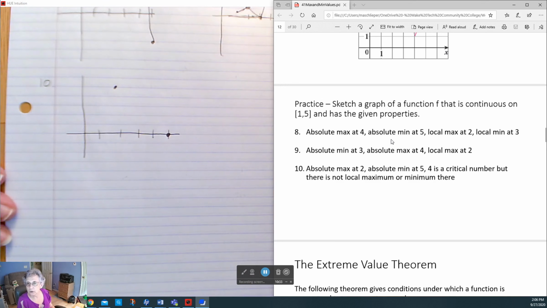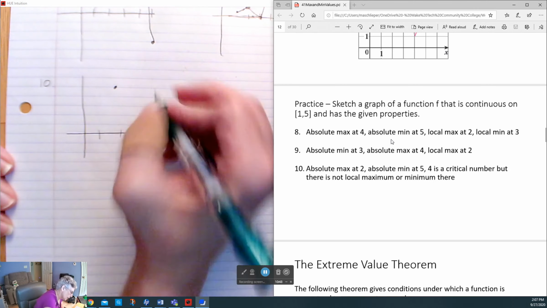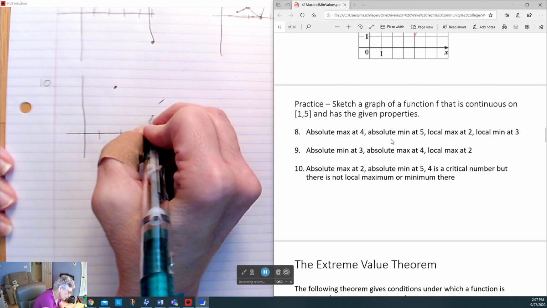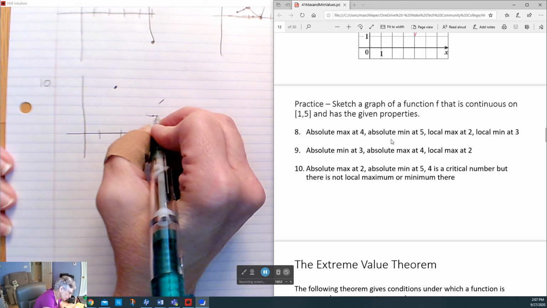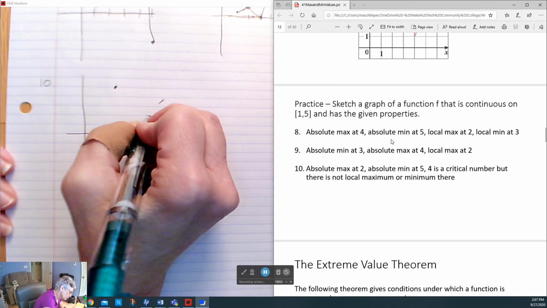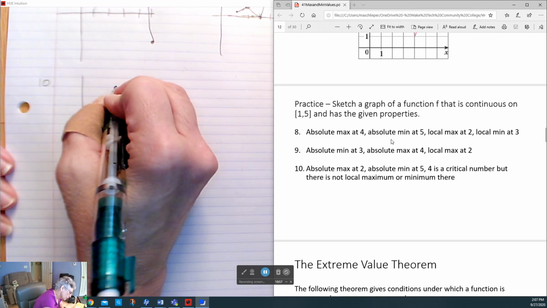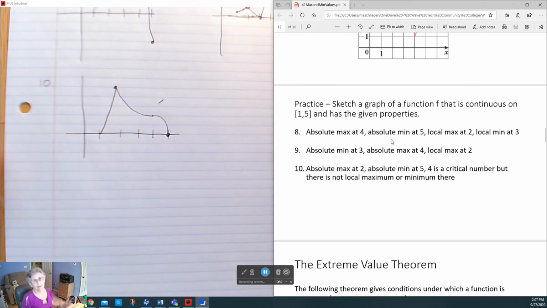4 is a critical number, but there is not a local max or minimum there. Okay, so how can we make it a critical number that does not have a local max or a min? Well, we can give it a horizontal tangent line. So here, that's what I've decided to make it look like. You can make it look like whatever you want.